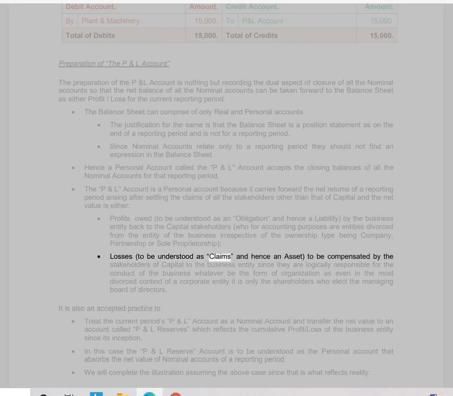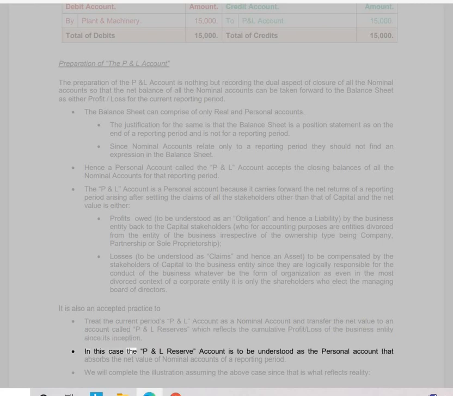Losses, to be understood as claims and hence an asset, are to be compensated by the stakeholders of capital to the business entity, since they are logically responsible for the conduct of the business, whatever be the form of organization. Even in the most divorced context of a corporate entity, it is only the shareholders who elect the managing board of directors. It is also an accepted practice to treat the current period's P&L account as a nominal account and transfer the net value to an account called P&L reserves, which reflects the cumulative profit/loss of the business entity since its inception.